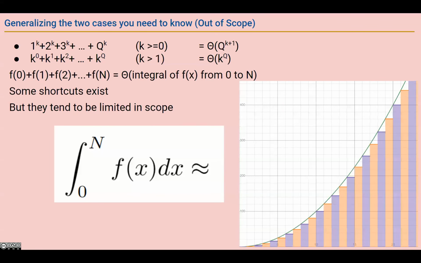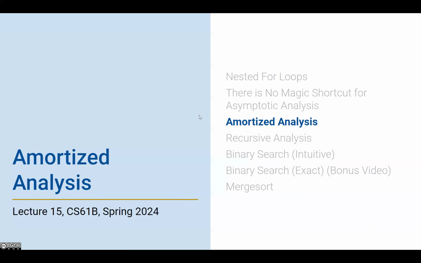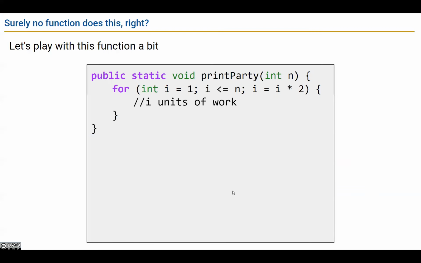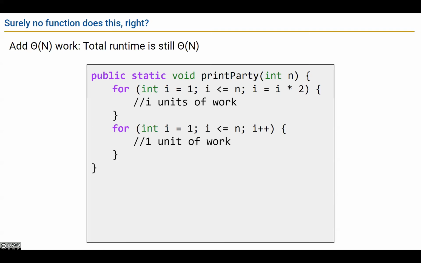All right, any questions up to here? All right, I think I have time to go through this amortized analysis part. We'll cover the rest tomorrow, I guess, or Friday. So I'm going to play around with this function that we saw earlier. This is theta of n runtime, right? And we said this is theta of n because it's 1 plus 2 plus 4 plus 8 up to n, and that equals theta of n. So I'm going to play around with this, and let's see what happens.